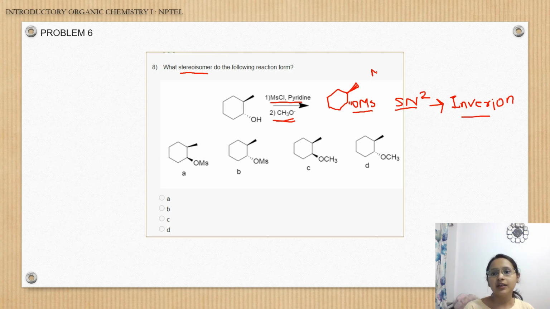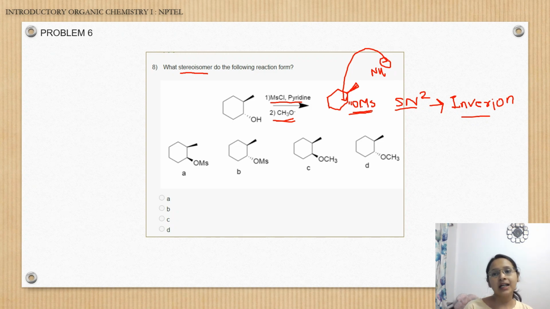Then just tell me, if the nucleophile has to attack, then what will be the position of attack? Either above or below the plane. Your leaving group is below the plane. A nucleophile has to attack on this carbon. Then what will be the position of attacking? Either above the plane or below the plane?